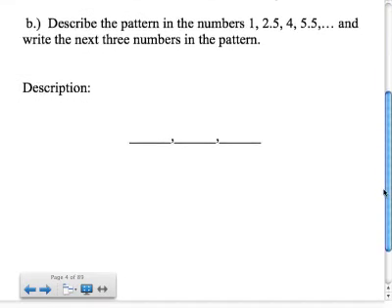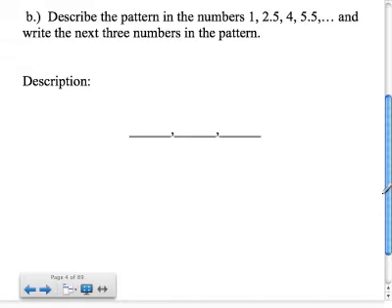Part B says describe the pattern in the numbers 1, 2.5, 4, 5.5, and write the next three numbers in the pattern. Let's see here. To go from here to here, add 1.5. To go from here to here, add 1.5. Add 1.5. Some patterns are easier to see than others. Maybe if you were to pause the video and try to identify the pattern, you may not have seen that right away, but I did. So the description is add 1.5 to previous.